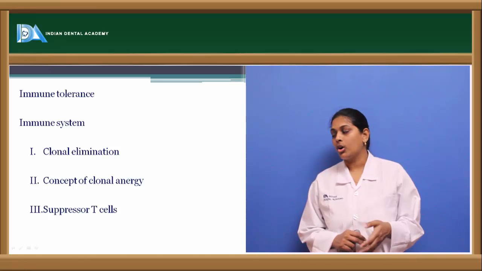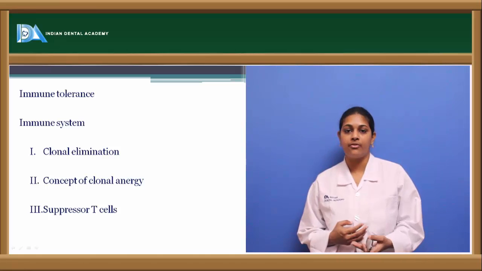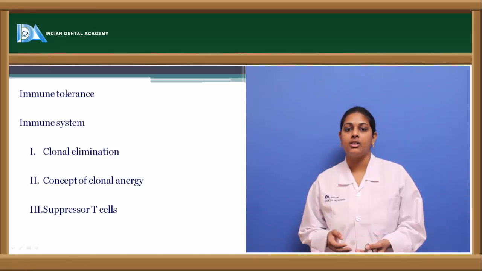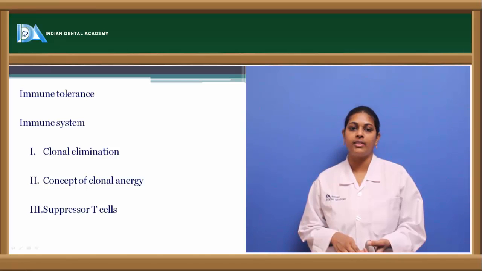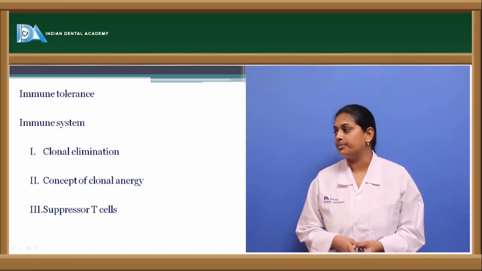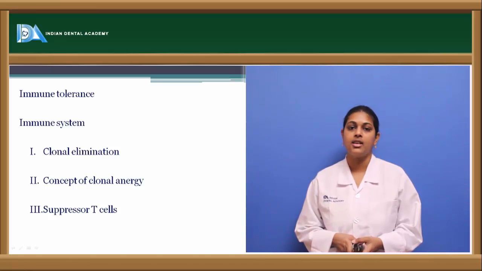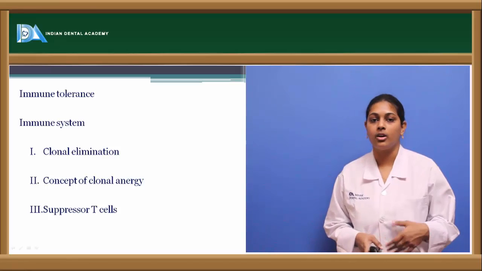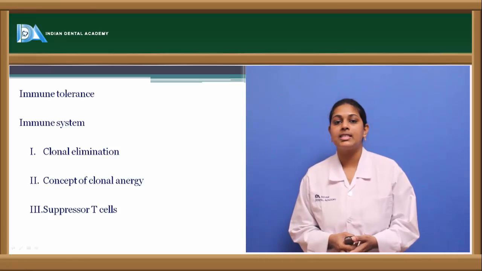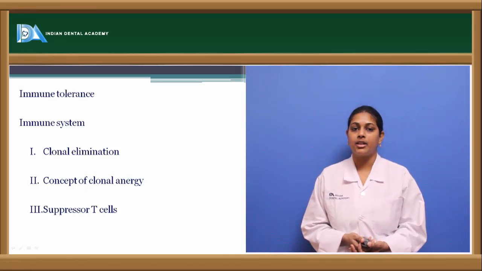Coming to the concept of clonal anergy, the T cells which have finished their function are not eliminated but rather suppressed, that is, they become non-responsive. This is the concept of clonal anergy. Coming to the suppressor T cells, once T cells have served their function, they are suppressed. That is, they become cytotoxic to the host immune system by producing T suppressor cells, which remove these cells by antibody-dependent cell-mediated cytotoxicity.